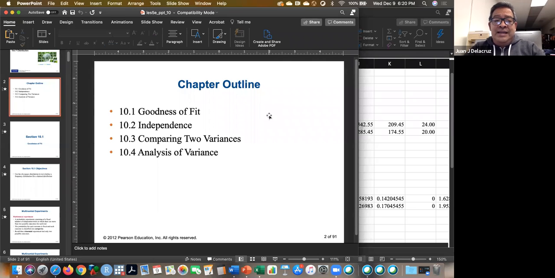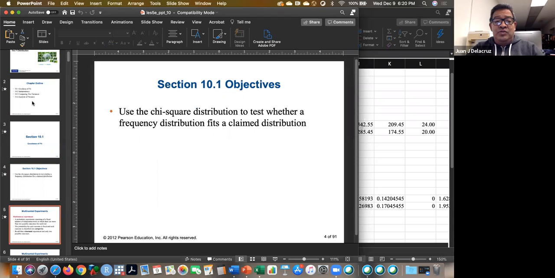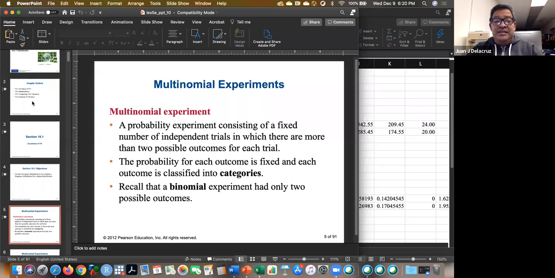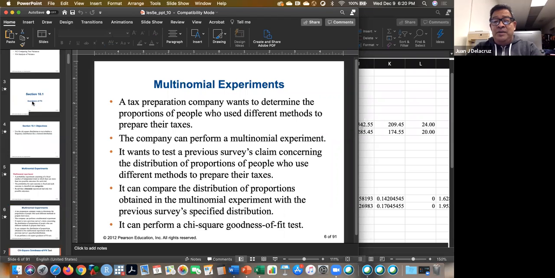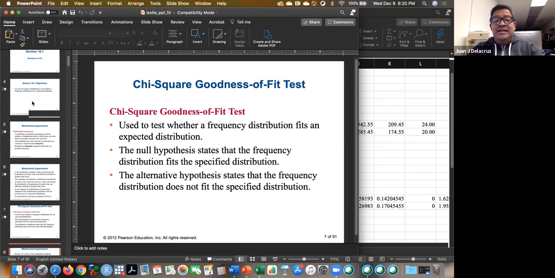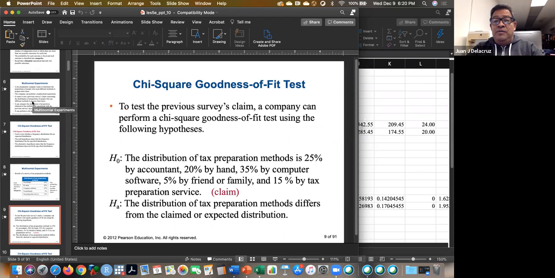So that was the goodness of fit test. It's a very important test because many times we need to know whether our data fits the expected distribution. So we saw two different things. This multinomial experiment, which is an expansion of the binomial. We know that there are many steps that we need to follow.